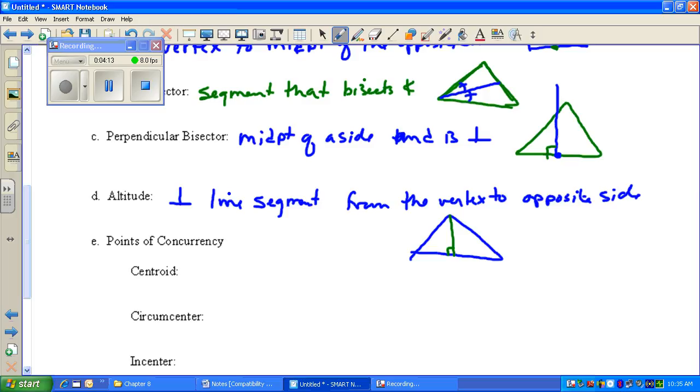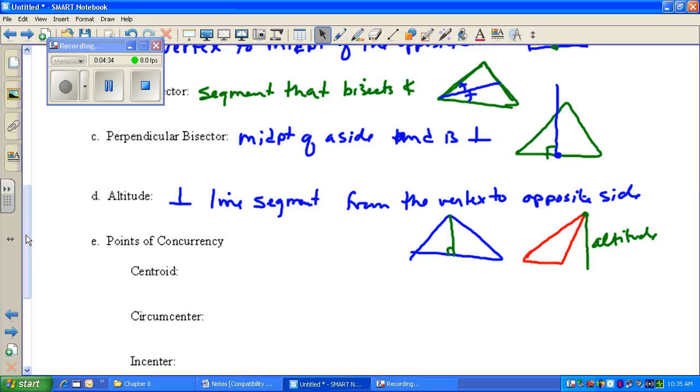Sometimes the altitude lies outside of the triangle. So I might have a triangle that runs like this, and if I'm going from this vertex to the side opposite perpendicular, this would be my altitude. Altitude sometimes is referred to as the height.